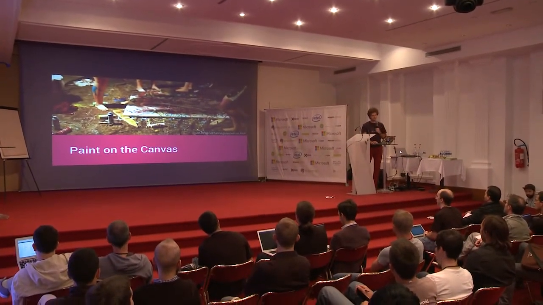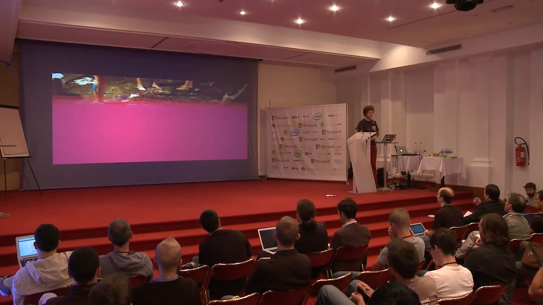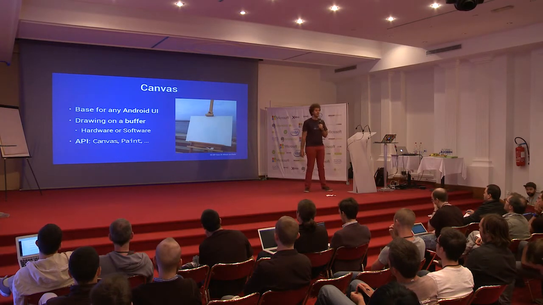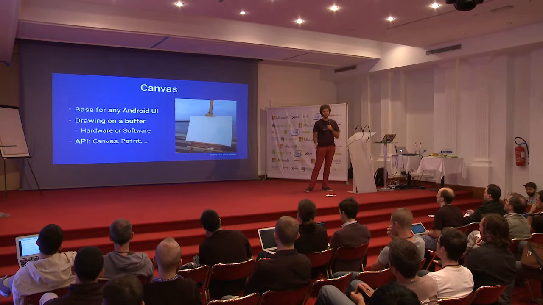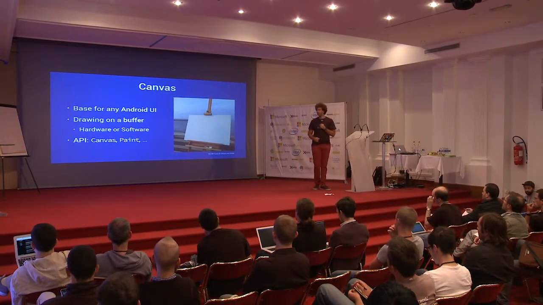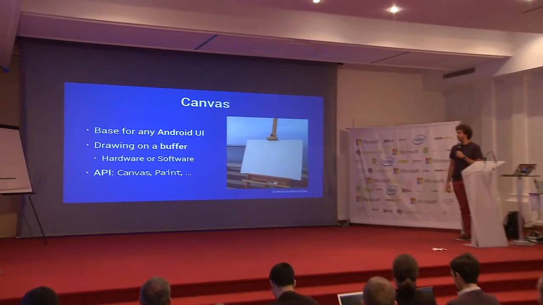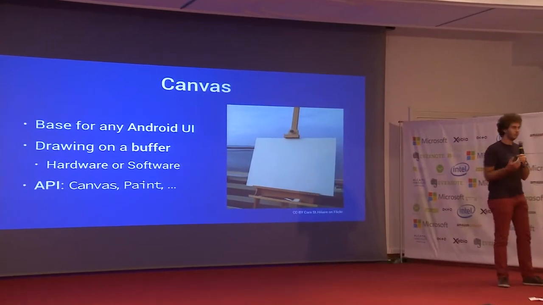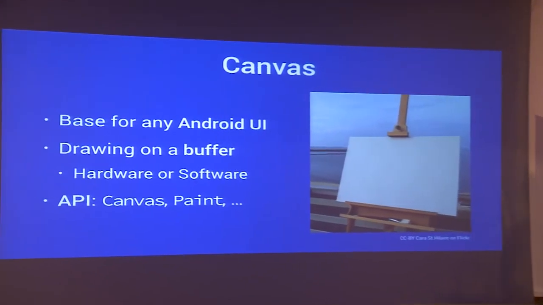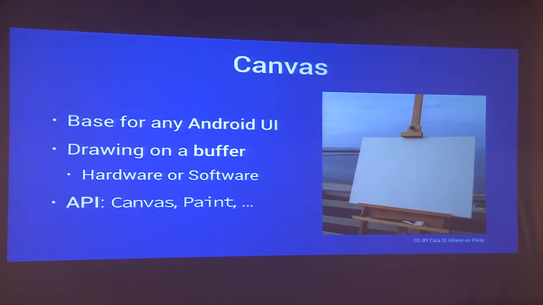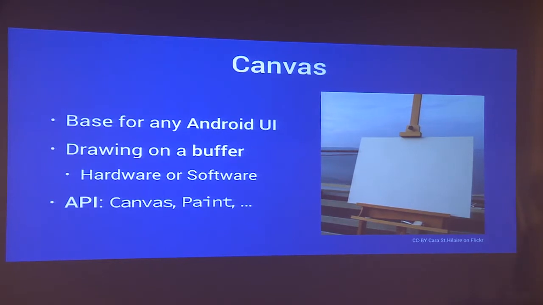Okay, for the rest of you, we're just gonna have a quick introduction to the Canvas UI. So the Canvas API is basically what lies behind any and every UI you see on Android. At least the ones that you create and draw from Java. The Canvas API allows you to draw something, which is, in the end, your goal, on a buffer. A buffer is basically a region of memory, as you probably already know. And it can be backed in the hardware or in the software. We're going to see what that actually means later on, but just for now, remember that.